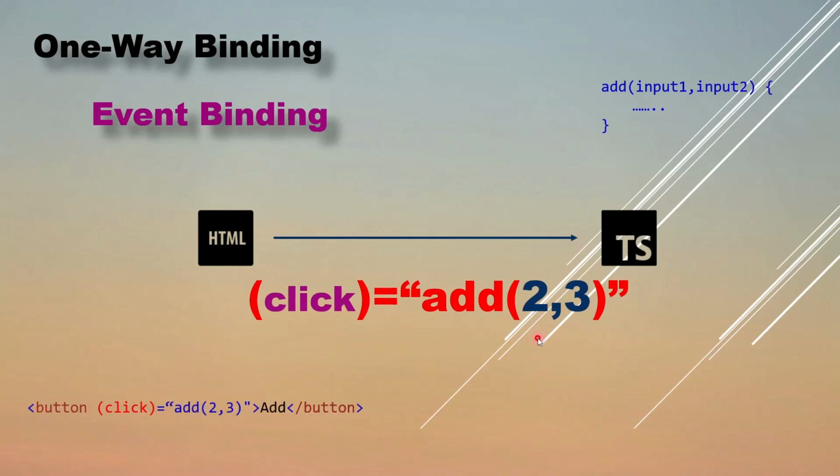Let's take an example: a button. In the button we give click and then add 2,3. It will perform whatever operation we have written in the function. So this is called event binding. Event binding uses normal brackets. So what are the three one-way bindings? First is interpolation with double curly braces. Then we have property binding with square brackets, and event binding with open brackets.